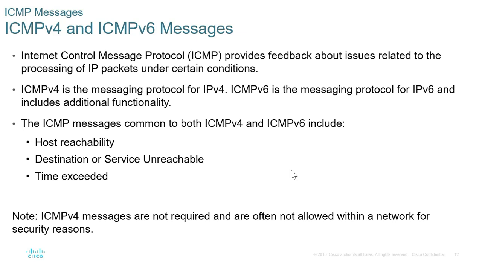Right, so ICMP provides feedback about issues related to the processing of IP packets. Okay, so bila kita tengah gunakan IP sebagai network layer protocol, dan kalau ada some issues or ada errors, jadi it will be handled by ICMP. So ICMP ada dua version, one is V4, one is V6. So dia related to IP version berapa lah. So ICMP V4 is for IPv4 and ICMP V6 is for IPv6.